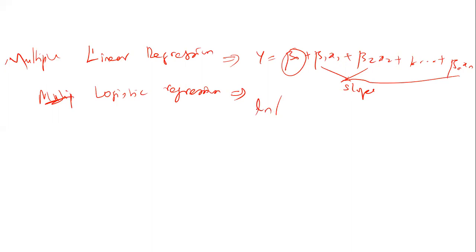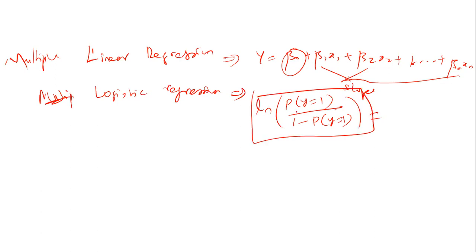Natural log. Okay, natural log of probability of y equal to 1 divided by 1 minus probability of y equal to 1. That means probability of success over 1 minus probability of success. The right side is same as your linear regression equation. Only difference is the left side, we are going to predict the log odds. Here we are predicting the y value directly, but here instead of predicting the y value directly, we are predicting the log odds.